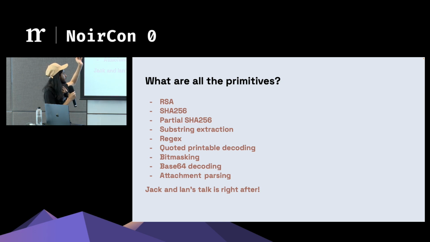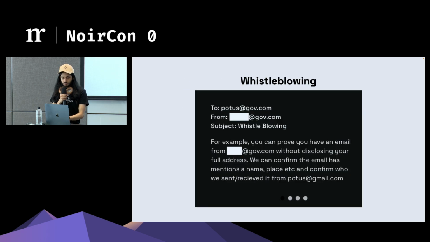You want bit masking if you want to do things like whistleblowing. You need base64 decoding for attachments and for headers. And ideally, you want attachment parsing, but attachments are often very large and unwieldy. And so in practice, we're still working on making that faster. And if you want to hear about specifically the implementation of these primitives, how they compare in Noir to existing primitives, you should watch Jack and Ian's talk because they're going to be mostly discussing those things. But I'll focus more on the use case and the infrastructure side.